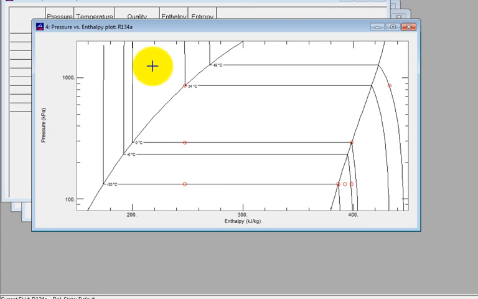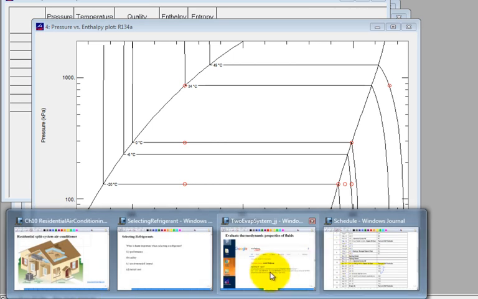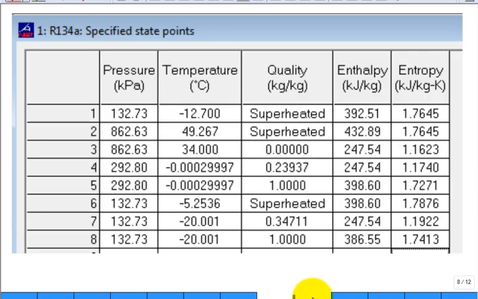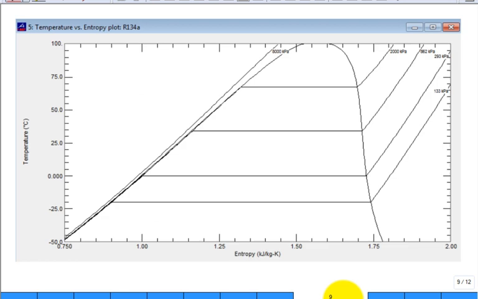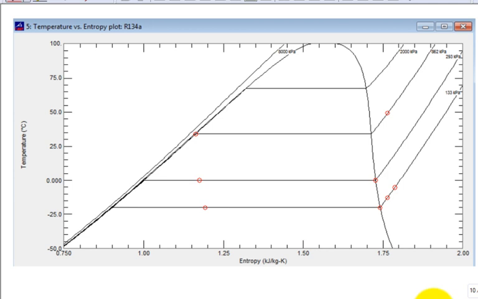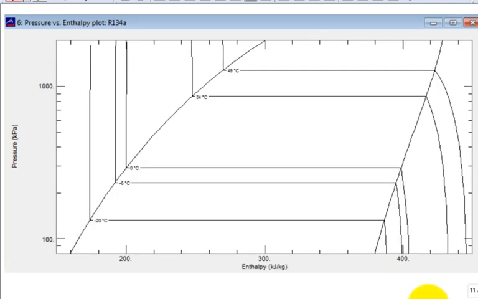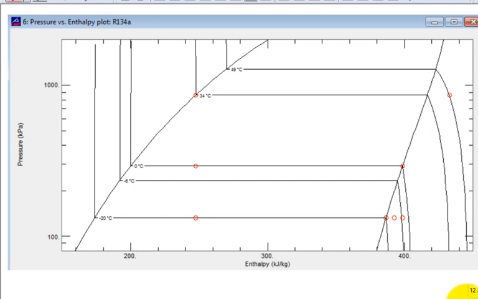So this software, I'd like to show it to you. It's a really nice software. These are the values that I calculated before. Hopefully I didn't mess up. Hopefully they're the same that I just showed you. And this is that temperature entropy plot with the states on, and the pressure enthalpy plot with the states on. All right. You find that helpful? Okay, well, hope so.